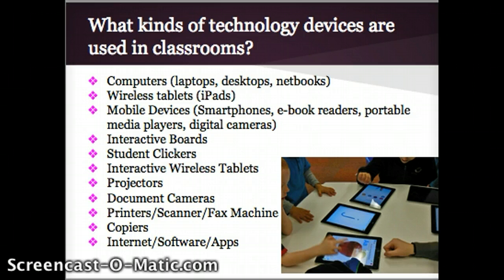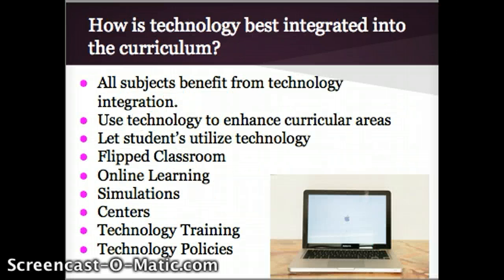What kinds of technology devices are used in classrooms? Here are a couple examples of some that you may see in a classroom. Computers, that would be laptops, desktops, netbooks, wireless tablets, mobile devices, just smartphones, ebook readers, interactive boards such as SMART Boards, student clickers, interactive wireless tablets, projectors, document cameras, printers, scanner, fax machine, copiers, and internet and software apps are utilized in classrooms and schools as well. Just a couple of examples.